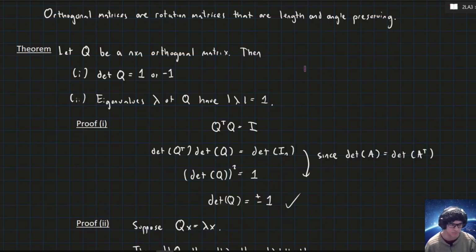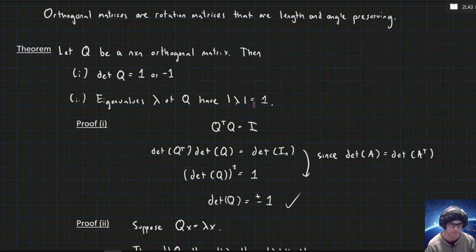Here's another theorem that gives some nice properties of orthogonal matrices. Let Q be an n by n orthogonal matrix. Then the determinant of Q is 1 or negative 1, and all the eigenvalues, lambda of Q, have absolute value 1, or length equal to 1.